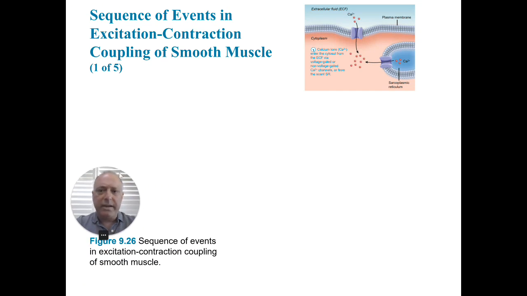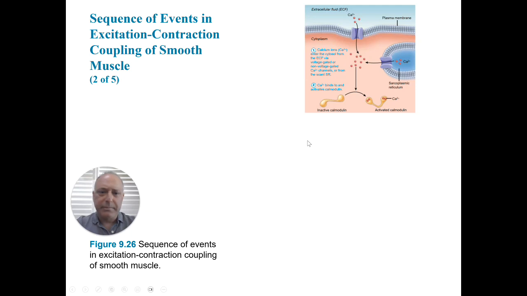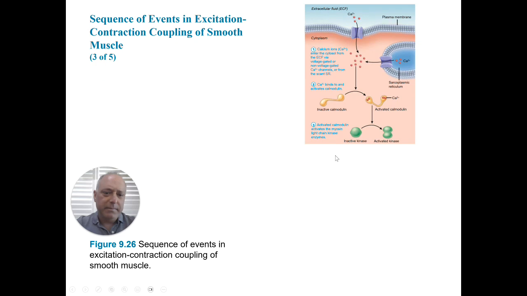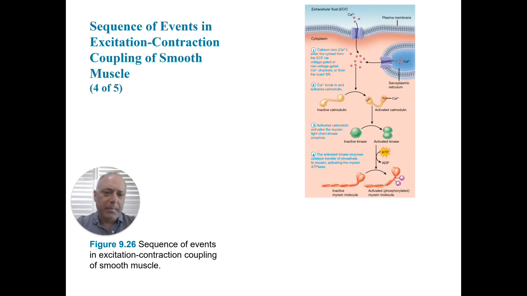Okay, so let's take a look at the sequence of events with smooth muscle contraction. So the calcium ions enter the cytosol through the calcium channels, which are voltage gated. And so when there is a depolarization, the calcium channels are going to open. This is what's going to allow some of your regulatory molecules, like calmodulin, to become activated. This is going to lead to the power stroke of the myosin head, producing contraction.